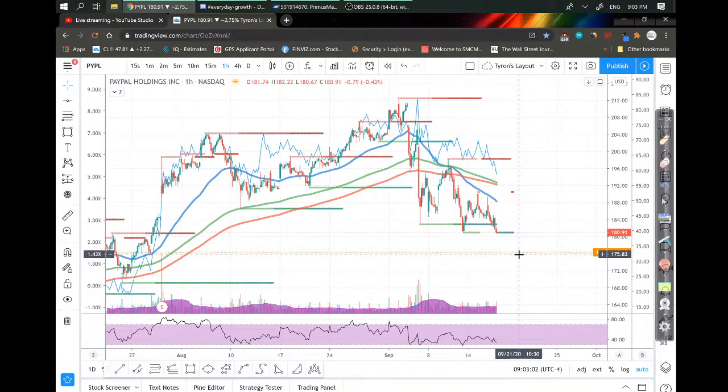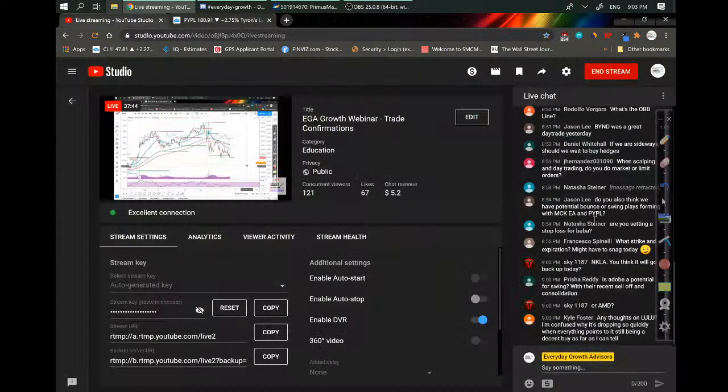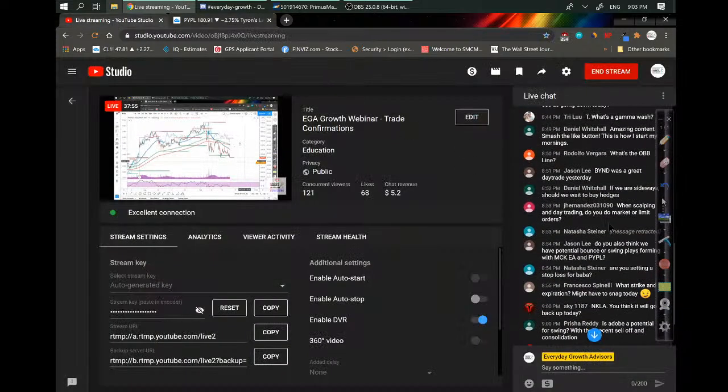Look where it's opening up at, 176. So is that the bottom? No, it could be down here too, right? It could keep going, okay? So don't try to catch it. That's my advice to you.